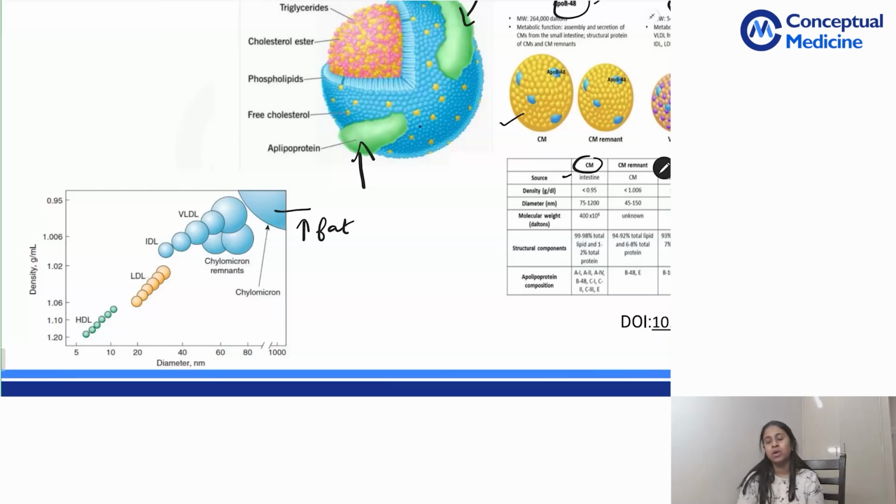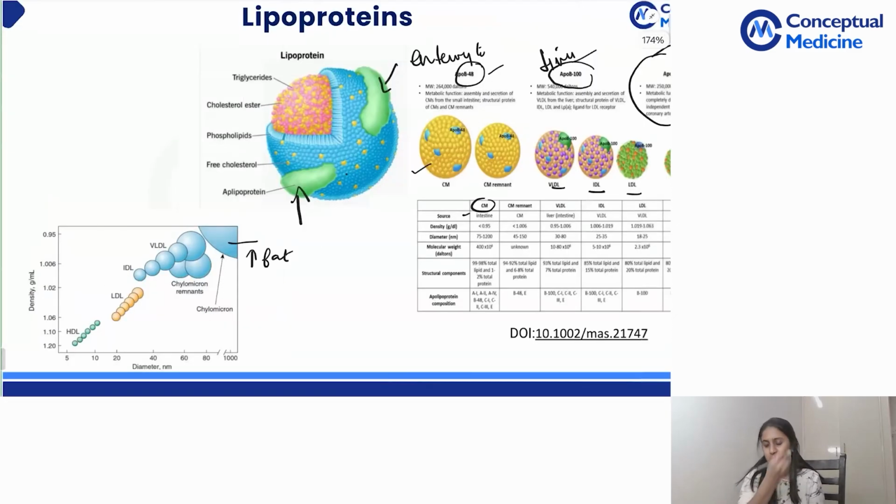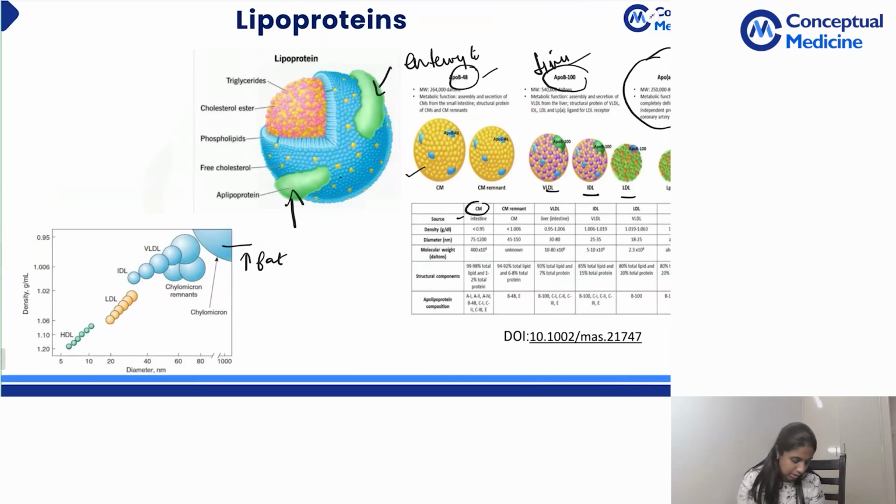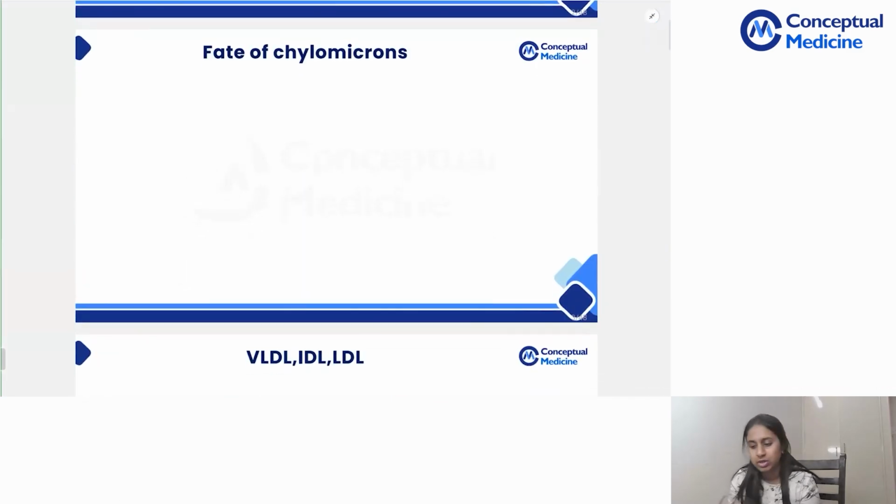HDL is going to have a lot of proteins, and it will be very, very dense. So density-wise, HDL stands first, and chylomicron is very low. But diameter-wise, size-wise, usually the chylomicron is the biggest one. So they can ask simple questions: which one would have the biggest diameter? Which one will have the highest density? All those questions you will have to answer at that moment. So we will see the fate of chylomicron first of all.